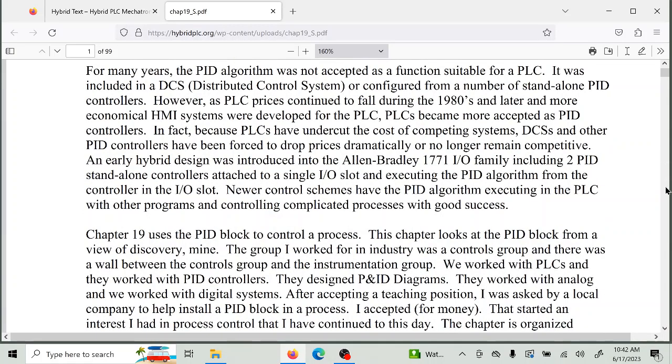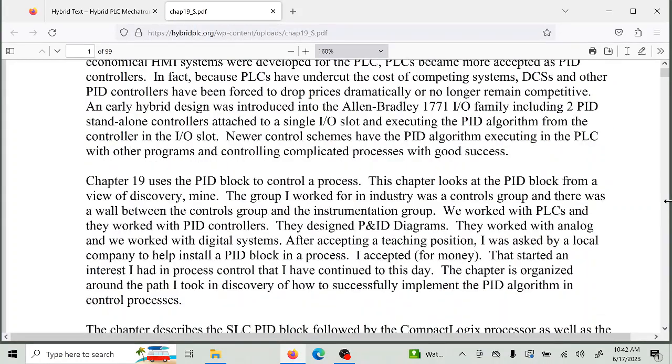Historically, I was not involved in putting in PID algorithms. The group that I worked for in industry was a controls group, and there was an instrumentation group that was a parallel group to us, and we worked with PLCs and they worked with PID controllers, and they designed the P and ID diagrams, which stands for process and instrumentation diagrams. So they were in charge of this aspect, and we were not. They always needed a PLC, and we had the PLC working with them, but we did not do the analog work with the PID algorithms.